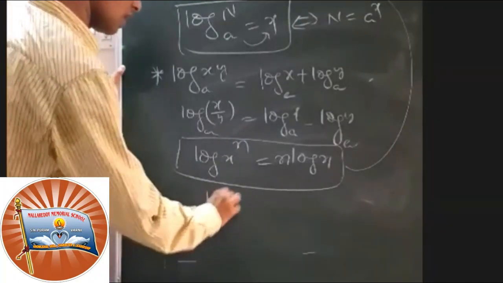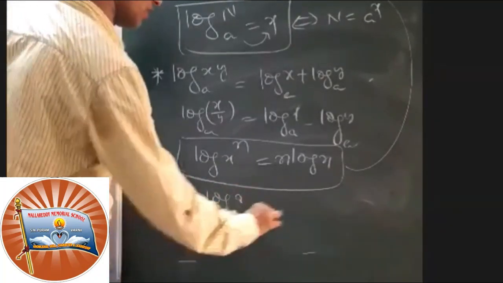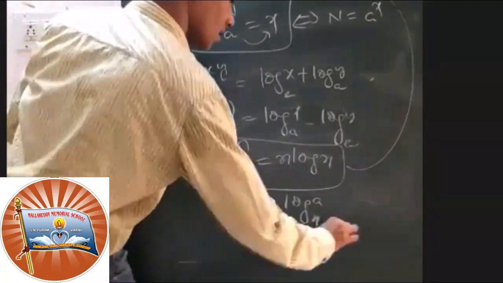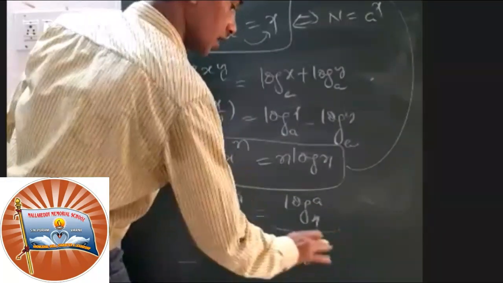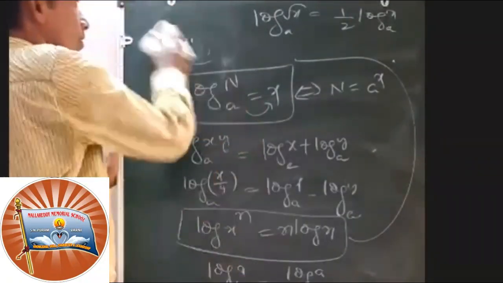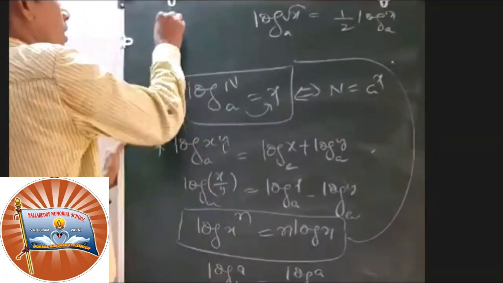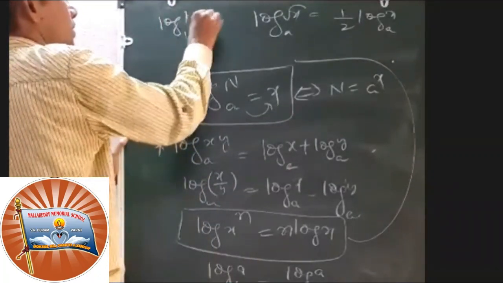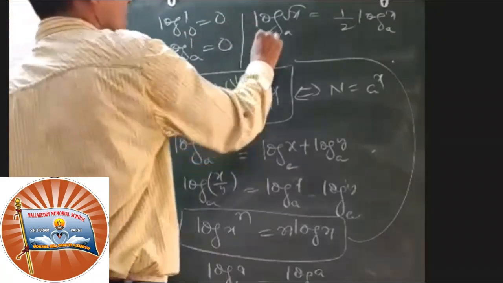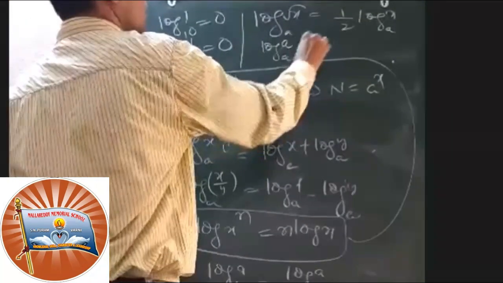In the same way, log a base b can be split into log a base x by log b base x. And one more thing is there: log 1 base 10 is equal to 0, or log 1 base a is equal to 0, or log a base a is equal to 1.